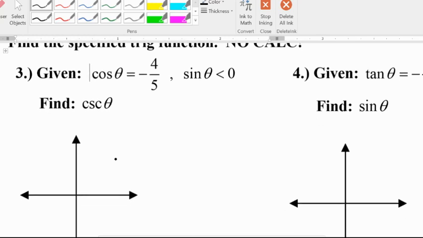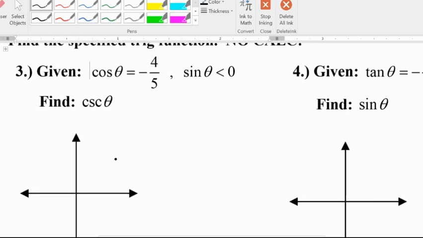Okay, so cosine of theta, remember cosine represents the x values, right, in a coordinate plane. It also represents adjacent over hypotenuse. So this piece of information tells us a couple of things. It tells us that the x value is negative. So the only places where the x values are negative are quadrants 2 and 3.